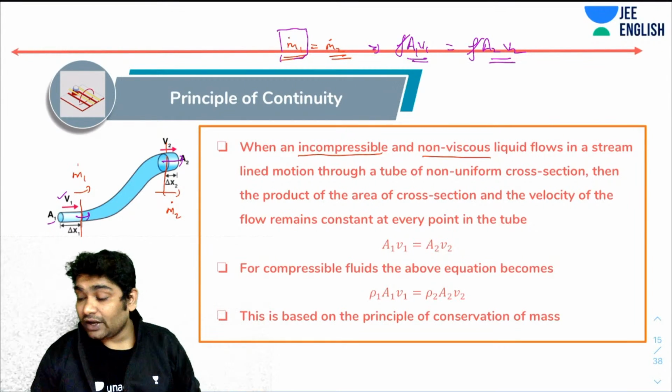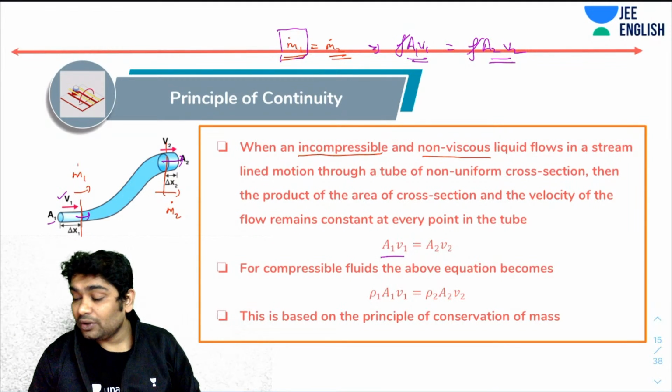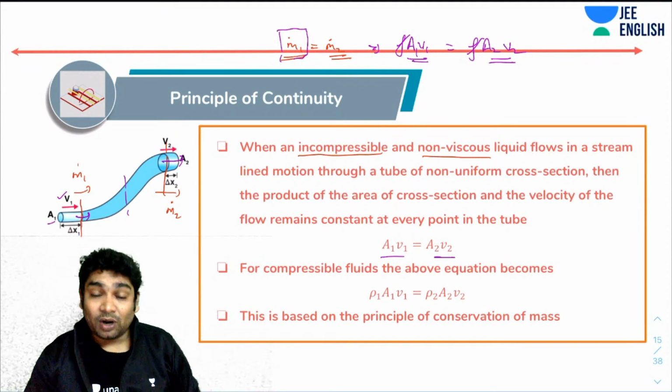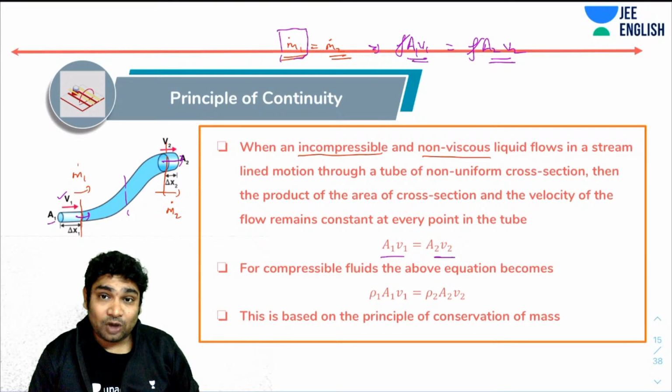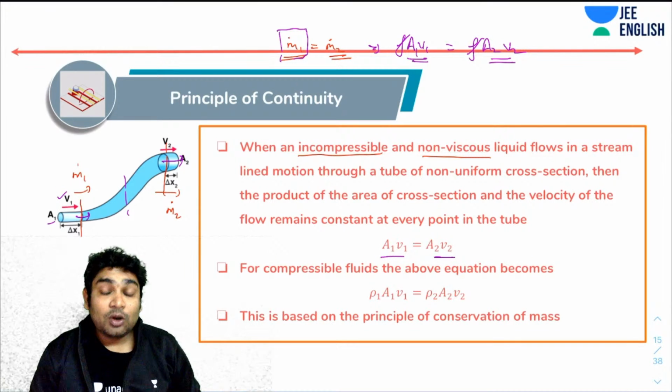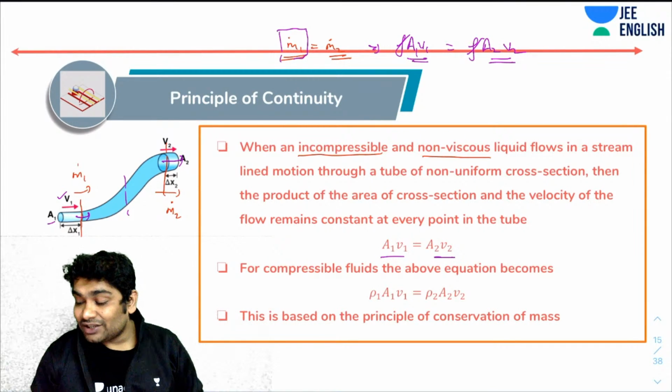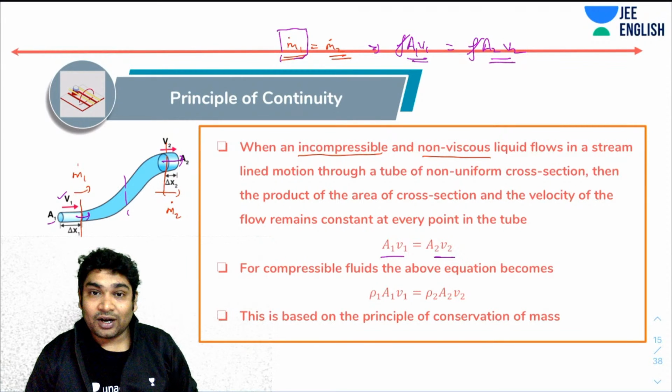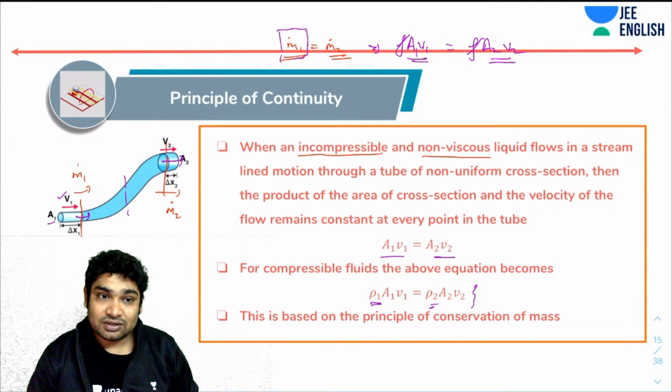So for every point in the tube, you can take the product of the area of cross section and the velocity, which represents the amount of volume flowing through that cross section per unit time, and it always remains constant. As I said, for compressible fluids, the density could have changed and you would have had this equation for continuity. And this is based on the principle of conservation of mass.